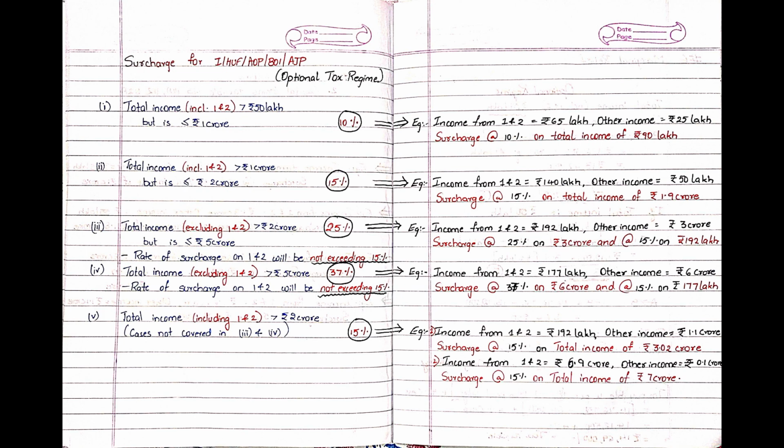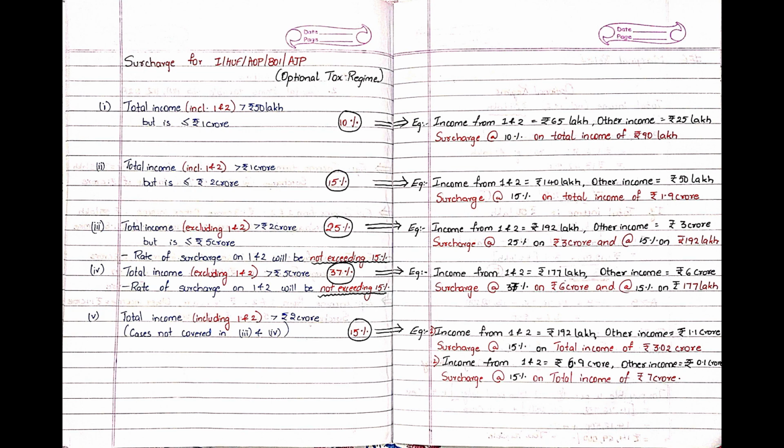Once again, let us revise these surcharge rates under the optional tax regime. That is, for the total income including 1 and 2 exceeding rupees 50 lakh but is less than or equal to rupees 1 crore, surcharge is at the rate of 10%. For total income including 1 and 2 exceeding rupees 1 crore but is less than or equal to rupees 2 crore, surcharge is at the rate of 15%.